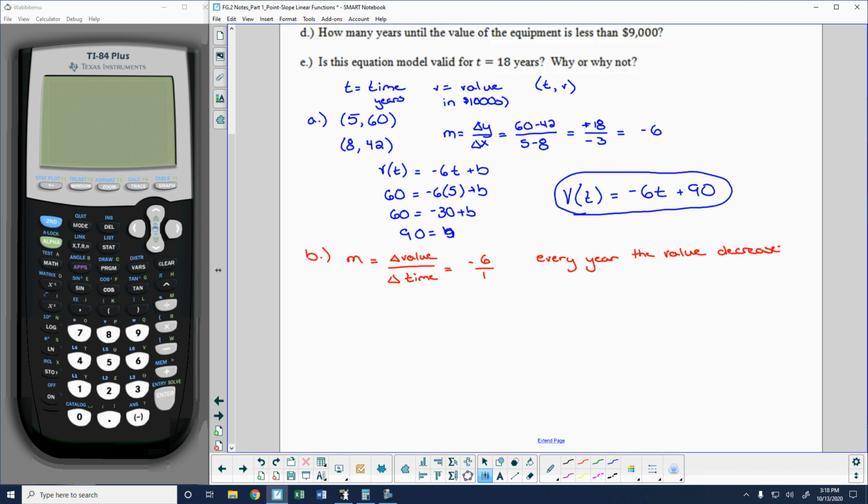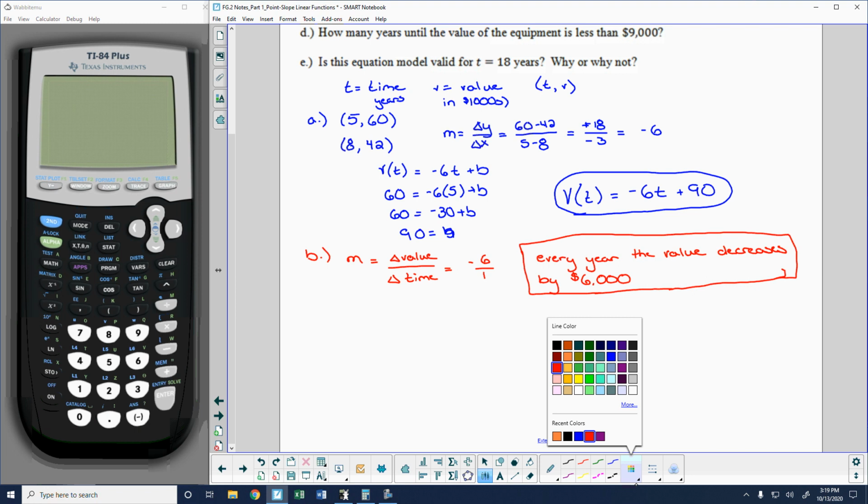It's going to go down by 6. Now remember, we said value is in thousands of dollars. So the value decreases by $6,000. So again, if we know that slope is the change in y, or value, over the change in x, or time in this case, we can take that fraction and put that into a language of what those numbers represent.